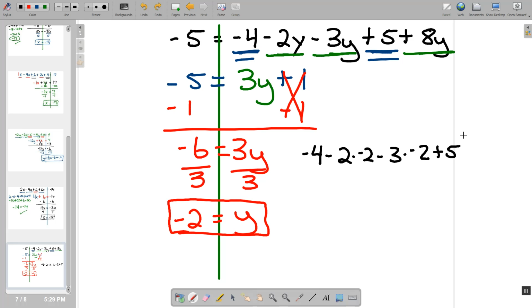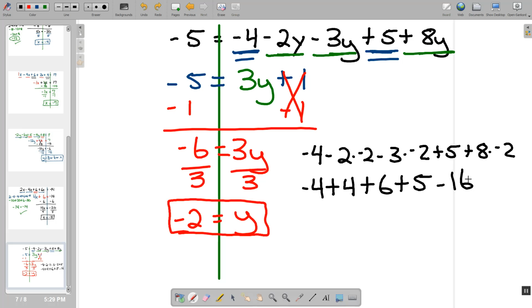That's going to stay. And then plus 8 times negative 2. Looks a little crazy, but we have negative 4 is going to stay. Negative 2 times negative 2 is positive 4. Negative 3 times negative 2 is positive 6. Plus 5 minus 16. And we want all of this to be equal to negative 5. Well, negative 4 plus 4 is equal to 0. And then 6 plus 5 is 11. 11 minus 16 is negative 5. Therefore, our answer must be correct.